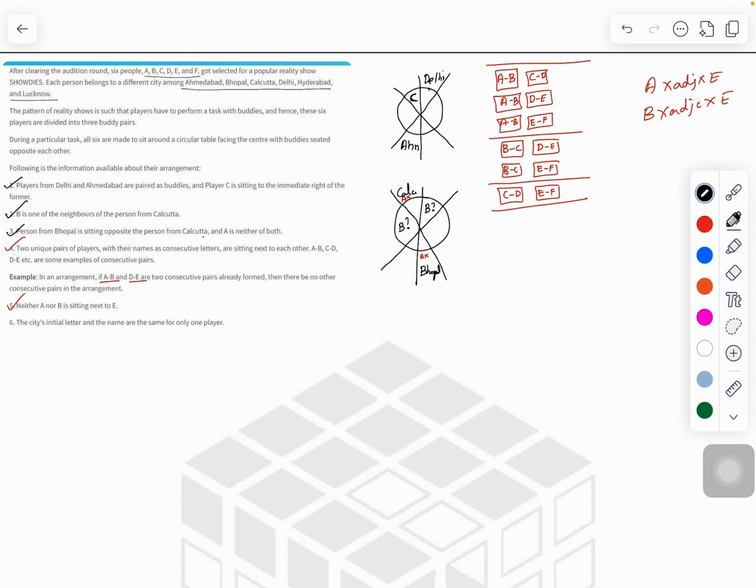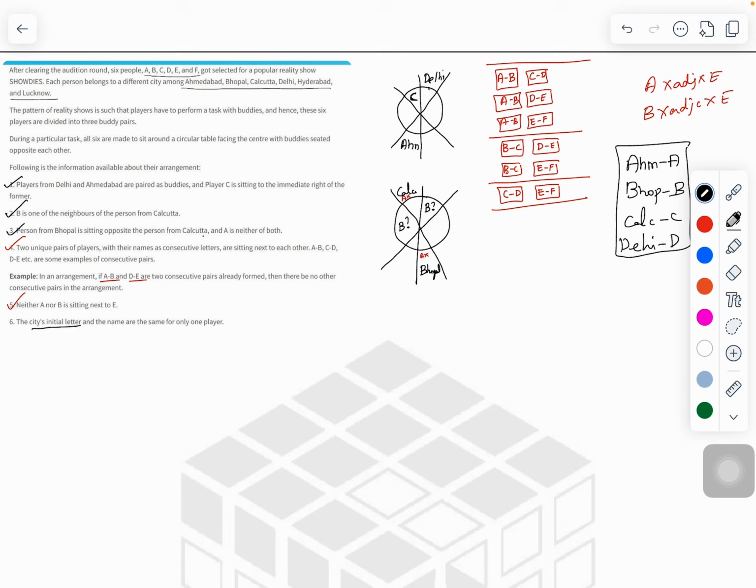So, out of Ahmedabad A, or Bhopal B, or Calcutta C, or Delhi D, out of these 4 cases, only one case is happening, not the other 3 cases. That's what they're trying to say. The city's initial letter and the name are the same for exactly one player. So out of these 4 possible combinations, exactly one combination only is happening. Which combination? We don't know. So these are all the information that is given.